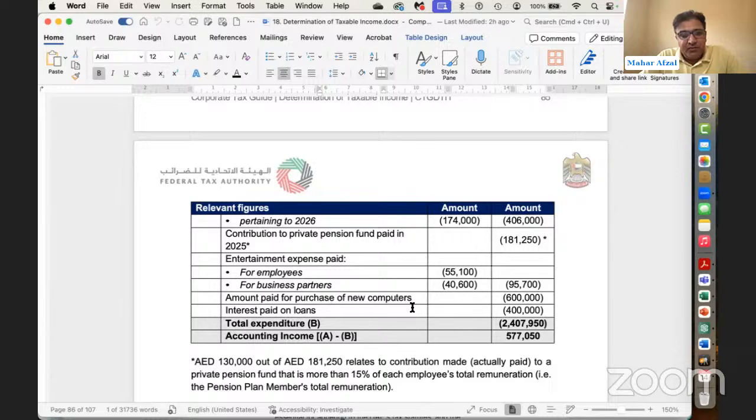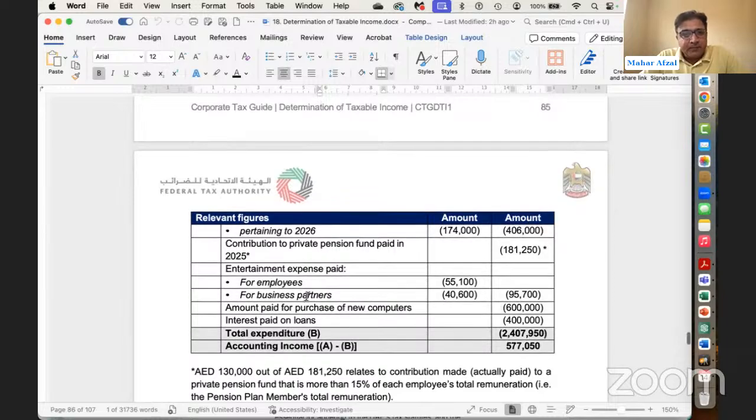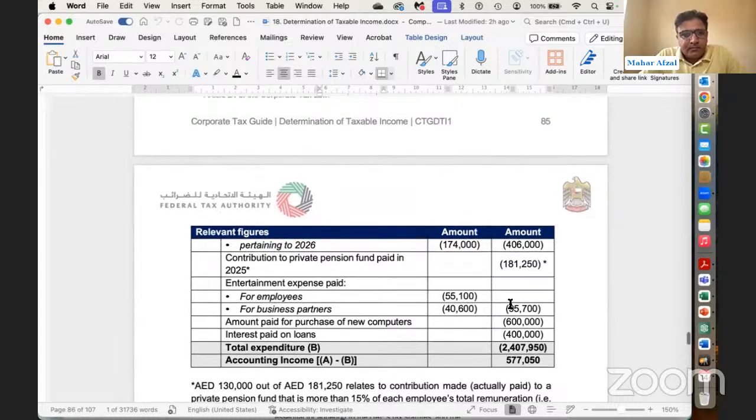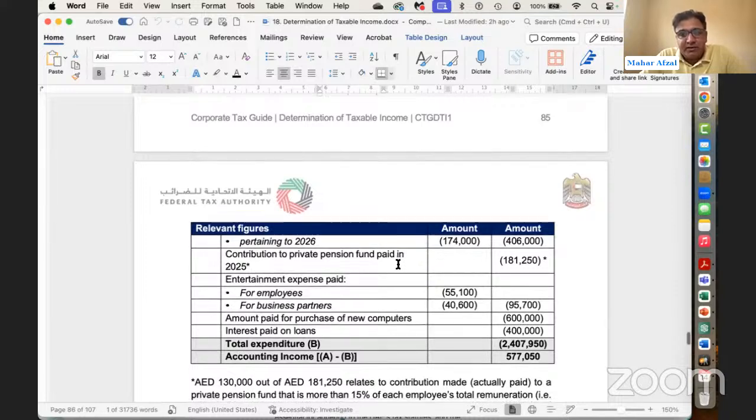Amount paid for the purchase of a new computer, that is fine. Entertainment expenses for employees, they can claim 100%. For business partners, they can claim 50%. The other 50% we need to add back, which is equal to 20,300. We have added it back. Contribution to private pension fund, 15% allowed. Beyond that, this is not allowed.